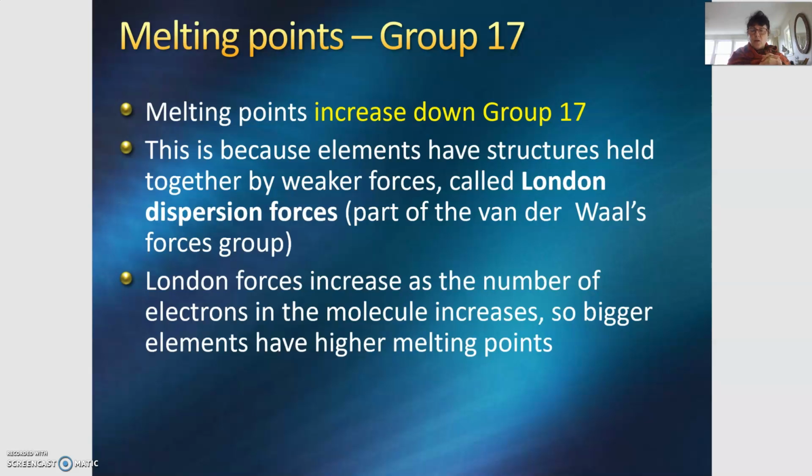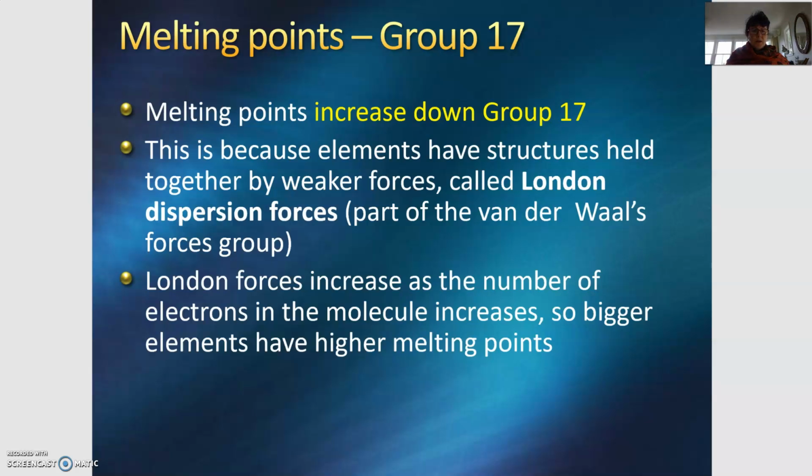Now these London forces increase when you've got more electrons in a molecule. So bigger elements have stronger London forces holding them together, and because they've got stronger forces, they have higher melting points. So the bigger the molecule in group 17, the higher its melting point.